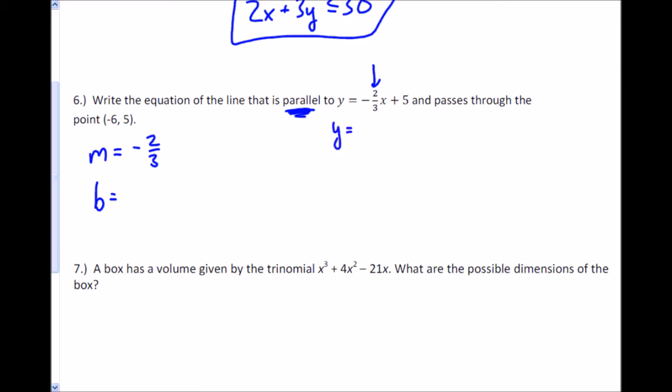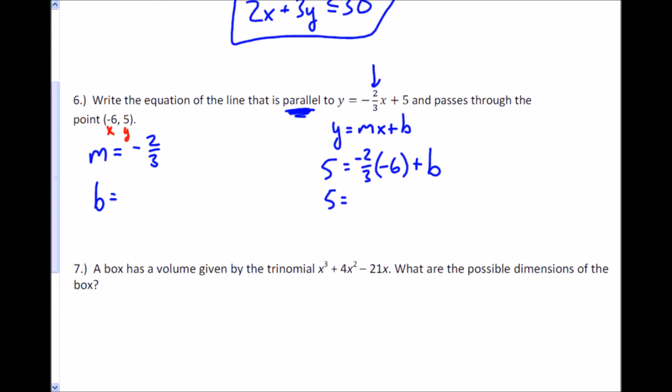Then I use a fresh y equals mx plus b, and I'm going to plug in what I know. I know that the slope is negative 2/3. b is the thing that I'm looking for. I need to solve for b. I want to find b, so I need an x and a y value, and that's why they give me this ordered pair. The ordered pair is an x and a y value. So I plug the negative 6 in for x, I plug the 5 in for y, and now I just have to solve this for b.